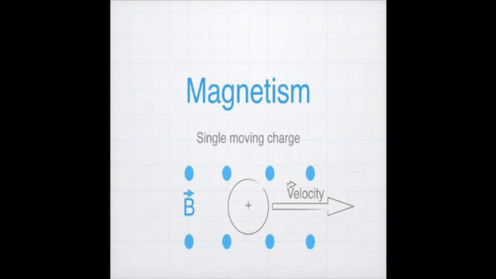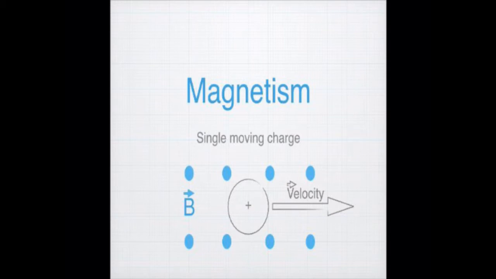So we're going to take a quick review of magnetism when it comes to just a single moving charge, and then we will get into current carrying wires. Here I've got a positive charge with a certain velocity to the right, and it's in a magnetic field represented by the blue dots. The blue dots represent the magnetic field coming out of your screen to you.